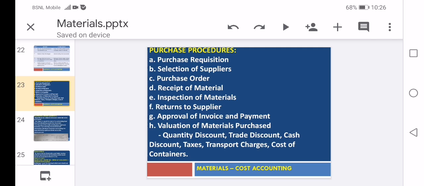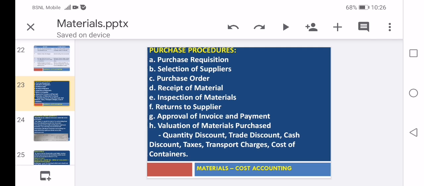Next, approval of invoice and payment. Once the inspection is over, if returns are there, returns process is also completed. Then next step is to approve the invoice received from the supplier and take steps to payment. For the goods received, amount is to be paid.